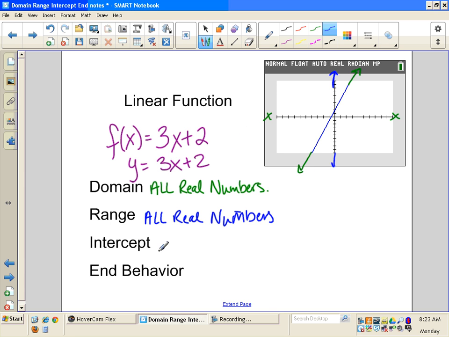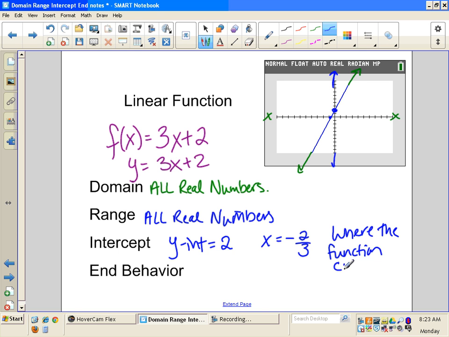The intercept we're typically looking for is the y-intercept, where the function crosses the y-axis, and in this case it's right there: the y-intercept equals 2. Sometimes functions ask for the x-intercept, where it crosses the x-axis, and in this case it looks like it's about right there. I'm going to estimate that to be negative 2/3. So the intercepts are where the function crosses the axes, either the y-intercept or the x-intercept.